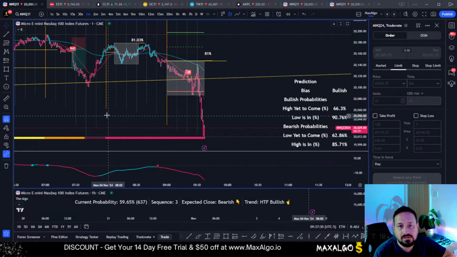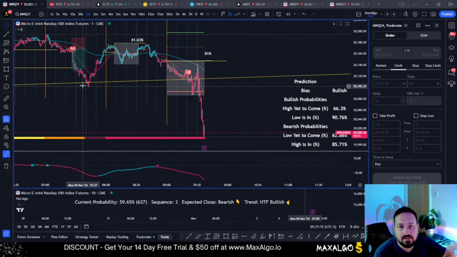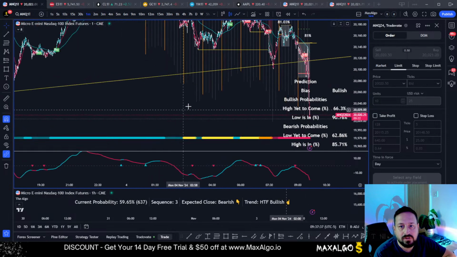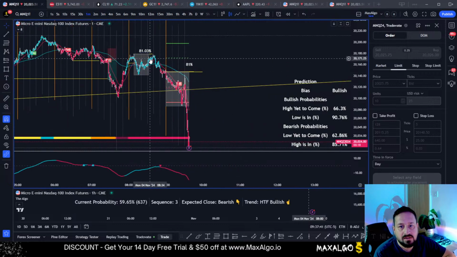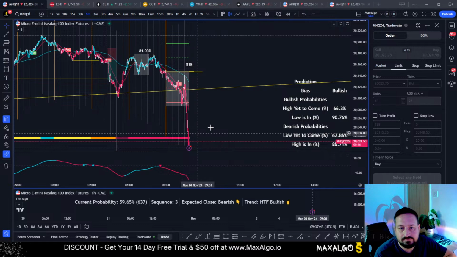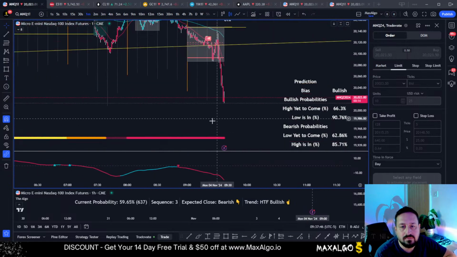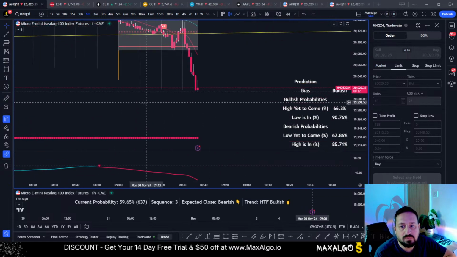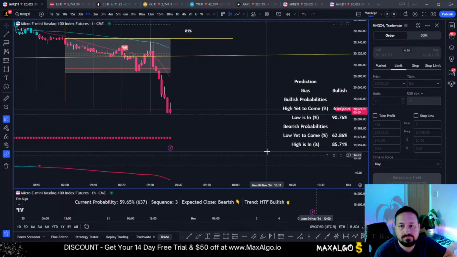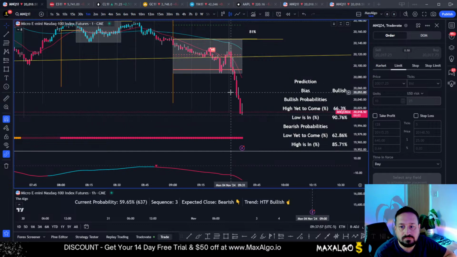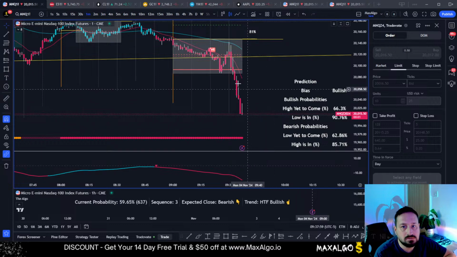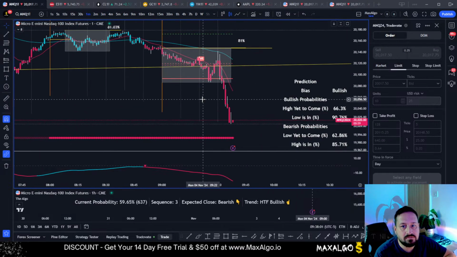It's a shame because I took this trade and left it running for here and went break even, got taken out, and then I was hoping to be able to get in on here, but it is what it is. We got some profit today. I'm happy with that. We talked through this, and it played out as we spoke, played out with the probabilities.